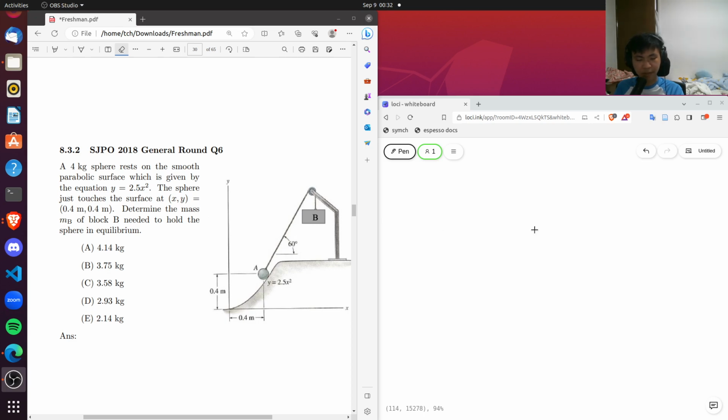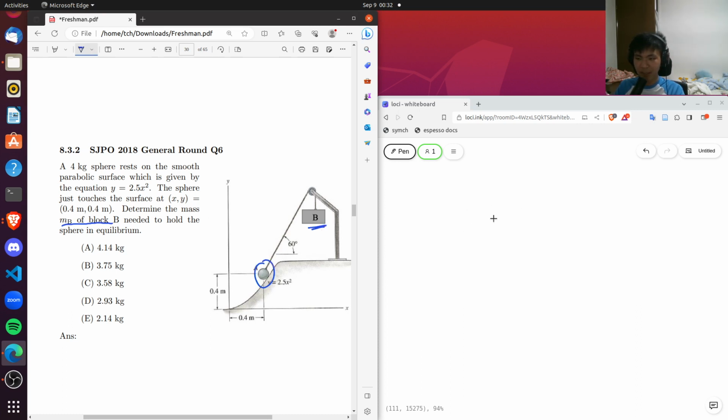Okay, so now we're with this question, tension, and this tension question kind of emphasizes that tension in a string is constant throughout the string, right? Okay, so we're given this setup, right? Two objects, and they're connected by a string, and we're supposed to find the mass of the block B, such that the sphere A is in equilibrium.